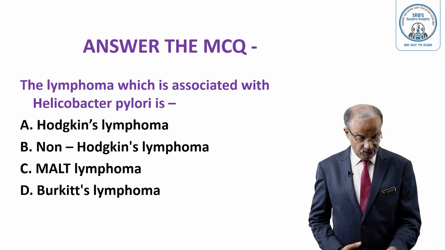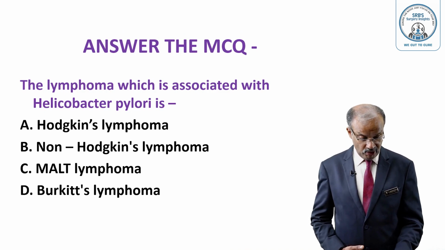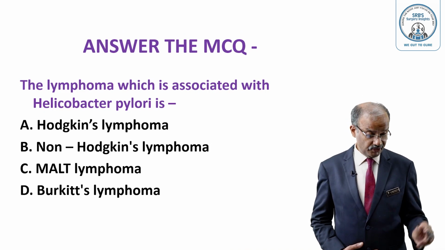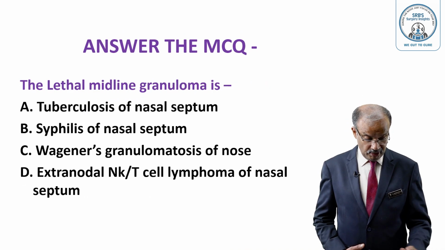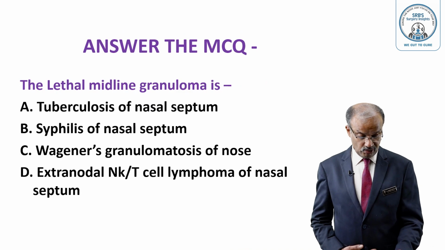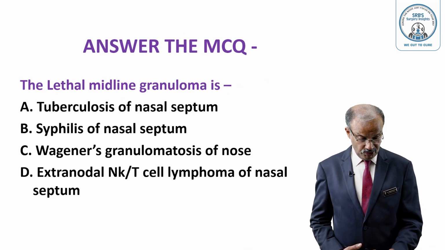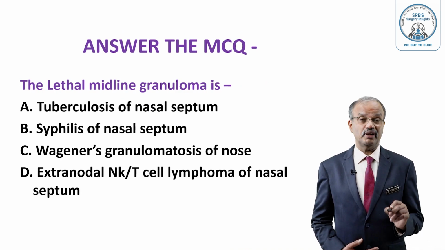Lymphoma associated with Helicobacter pylori is: Hodgkin lymphoma, non-Hodgkin lymphoma, MALT lymphoma, or Burkitt's lymphoma. Students, put the right answer, I will get back to you. Lethal midline granuloma is: tuberculosis of the nasal septum, syphilis of the nasal septum, Wegener's granulomatosis of the nose, or extranodal NK/T cell lymphoma of the nasal septum. Find out the right answer and put it in the box.